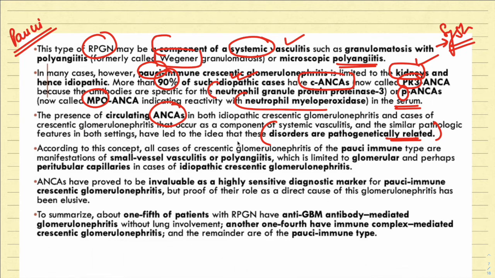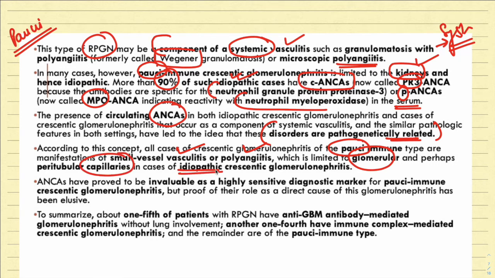Now remember, according to this concept, all the crescentic glomerulonephritis of the pauci-immune type are a manifestation of some kind of small vessel vasculitis or polyangiitis which is limited to the glomerulus and perhaps the peritubular capillaries in idiopathic cases.